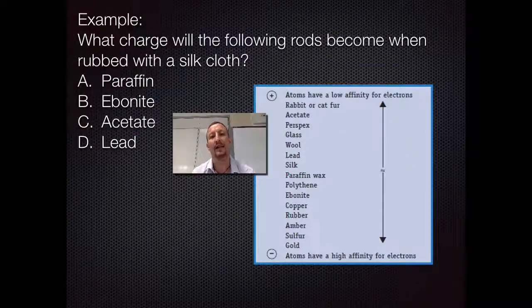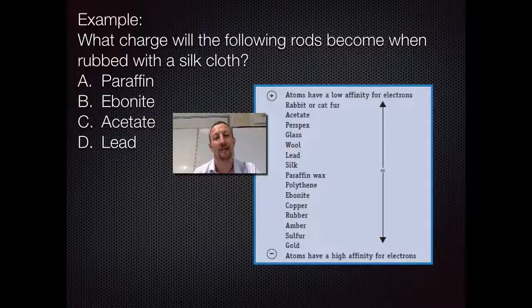Well, let's have a little example of how we can use the Triboelectric series. From what I've explained earlier, I want you to use this question to help explain what's going on. What charge will the following rods become when rubbed with a silk cloth? If I had a paraffin rod rubbed with a silk cloth, what charge would it be? An ebonite rod rubbed with a silk cloth, what charge will it be? Acetate and lead. So pause the video now and see if you can work out what charge they're likely to be, judging by their affinity for electrons and their position on the Triboelectric series in relation to the silk cloth.